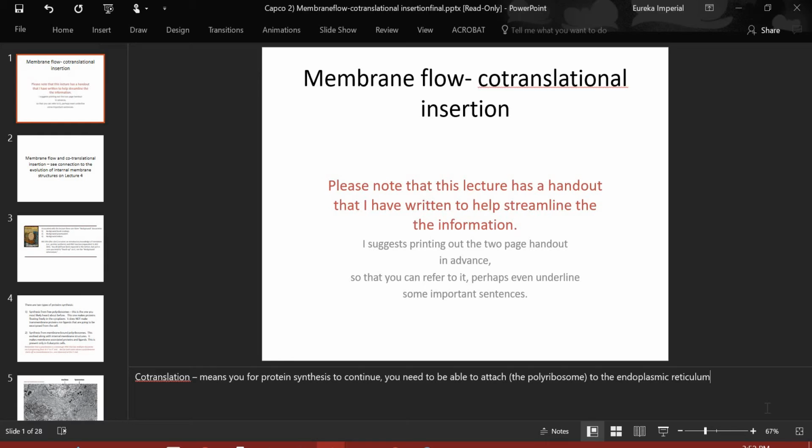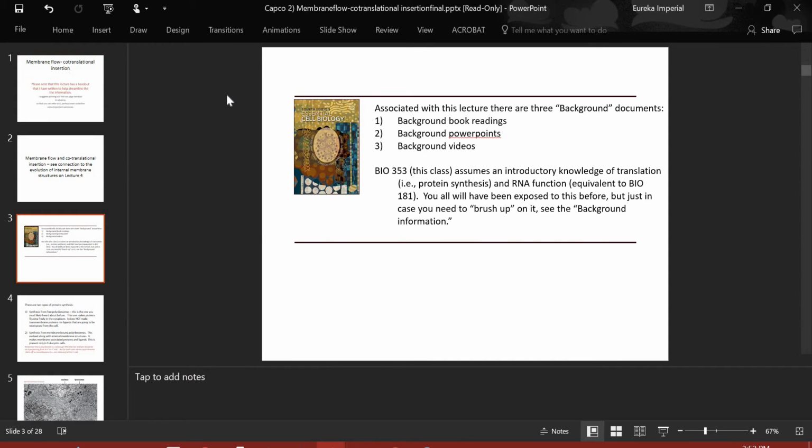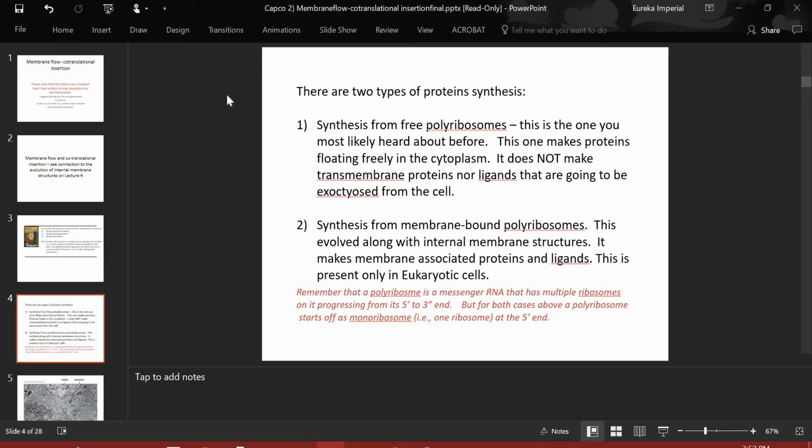What you know about for sure from back in high school times is the synthesis of proteins, which is translation, from a free polyribosome. This pathway does not make transmembrane proteins, nor does this pathway from free polyribosomes make ligands. They're going to be exocytosed from the cell. It's the membrane-bound polyribosomes that evolved with the endomembrane system to create the internal membranes that lets you make receptors and ligands. Receptors and ligands, the types that we have, are very unique characteristics of eukaryotic cells, made possible by the endomembrane system.